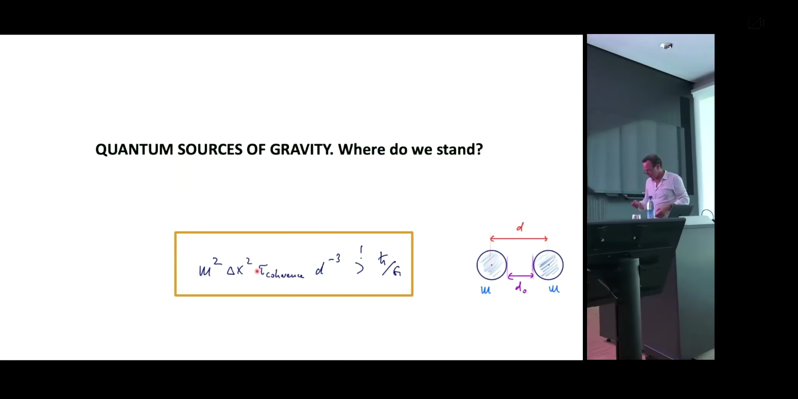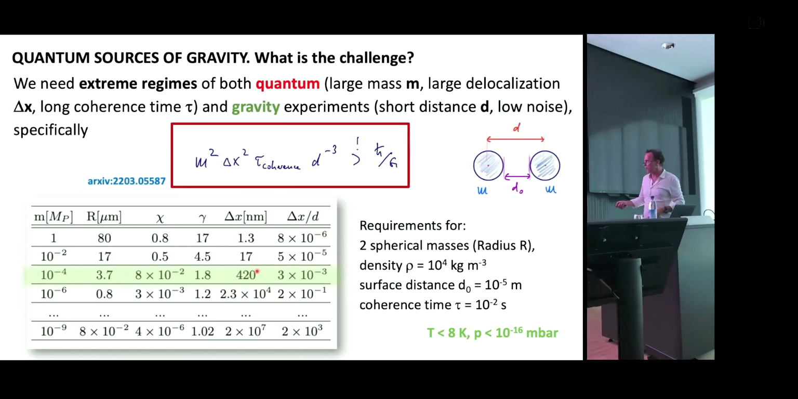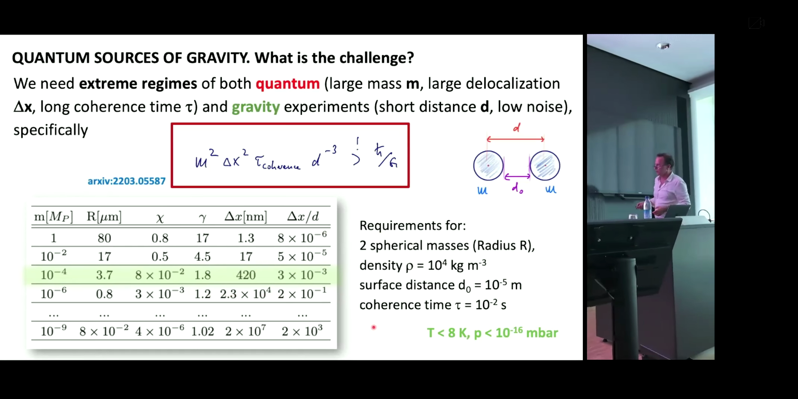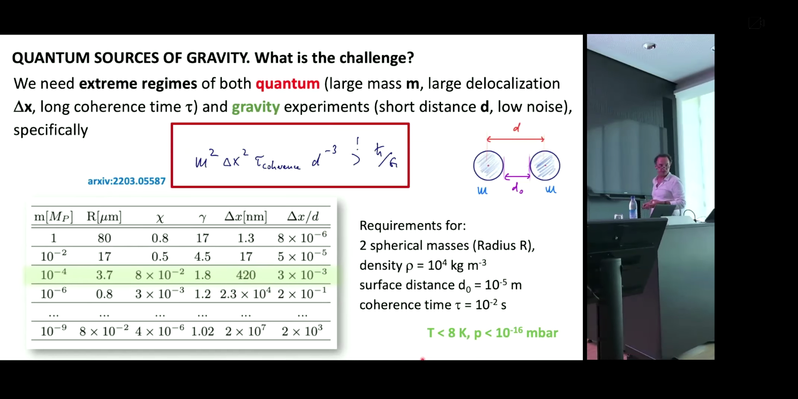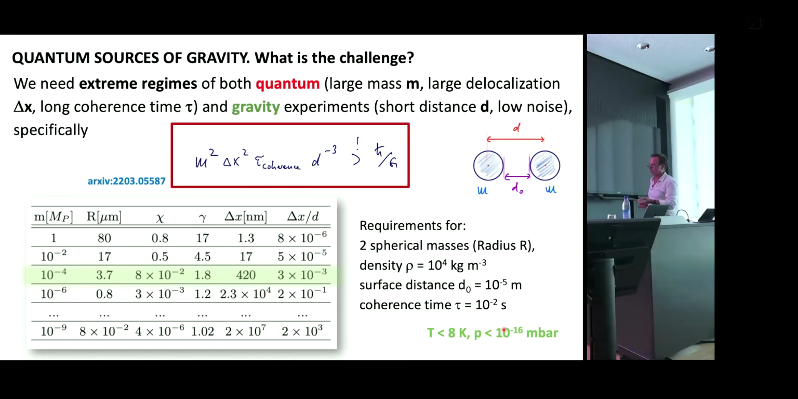Oh, and by the way, again, these are details for tomorrow. A coherence time of 10 milliseconds in that case would mean that you need environment temperatures and particle temperatures well below 10 Kelvin, and pressures below on the order of 10 to the minus 16 millibar.